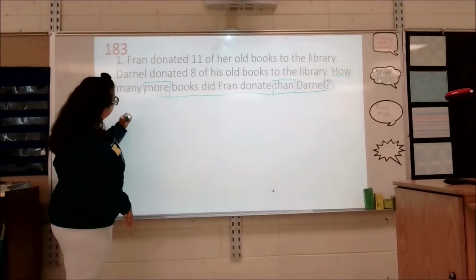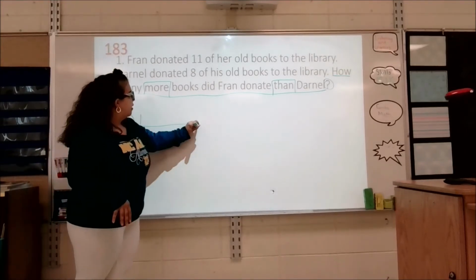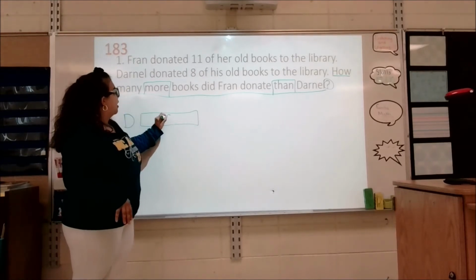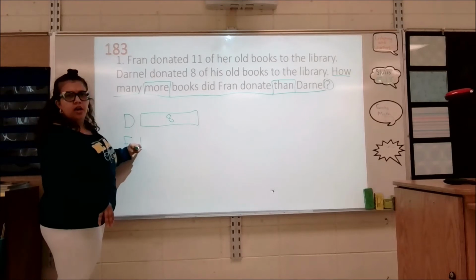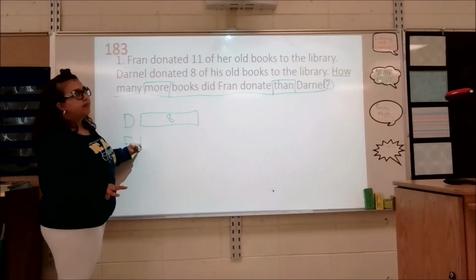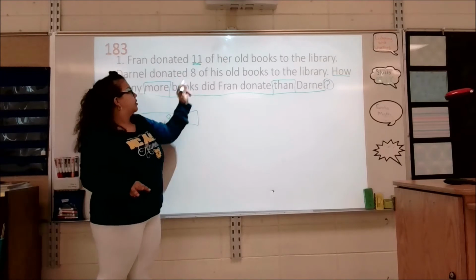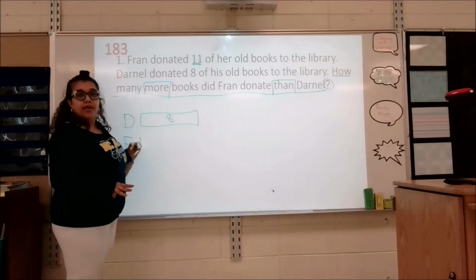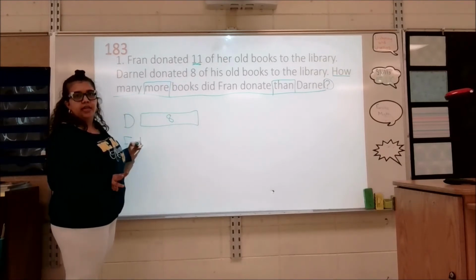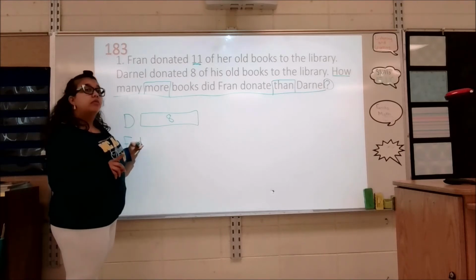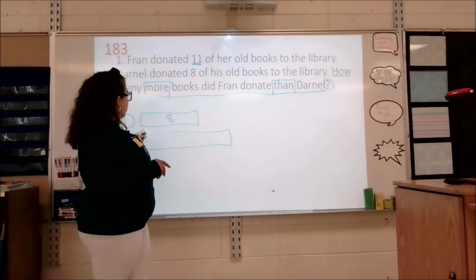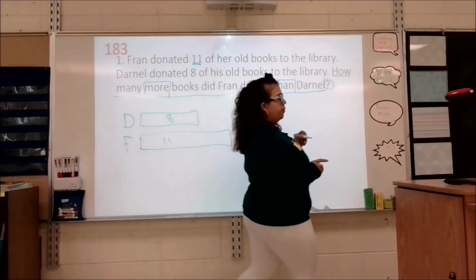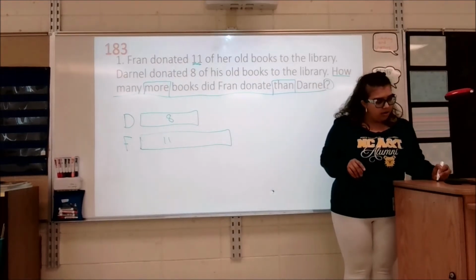So say we have Darnell and we have his 8 books and we have Fran, and this box should be longer, shorter, same length. If she donated 11 books, the tape to show Fran's books should be longer, shorter, or same length. Longer, yes, longer to show that she donated more books. Good. It should be longer.